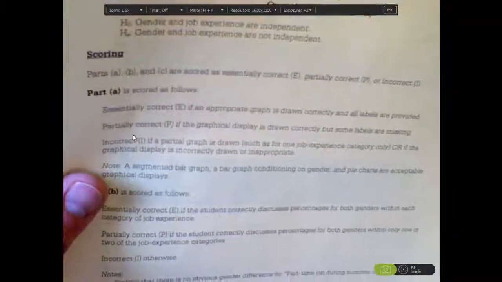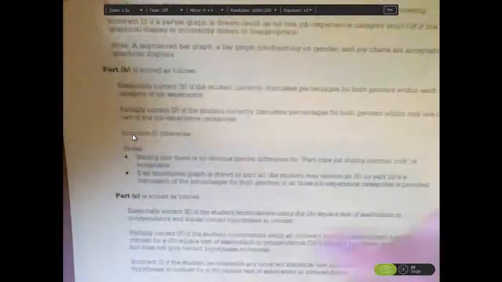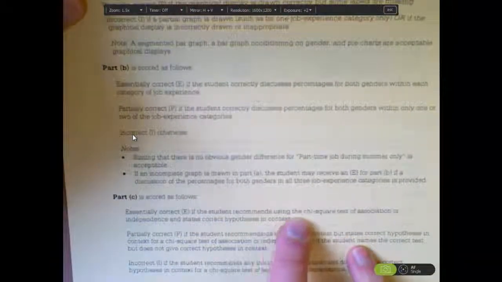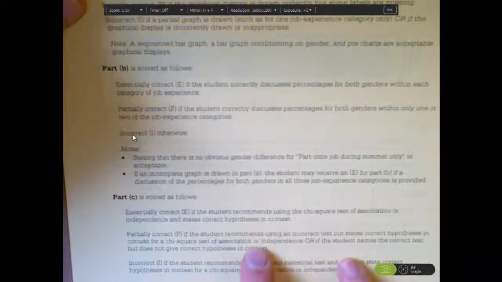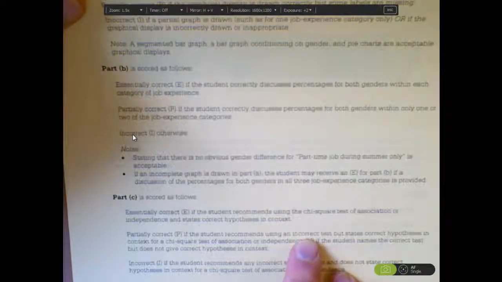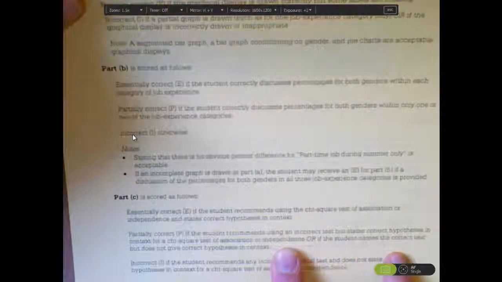Okay, going to part C, they want to know what kind of test you're going to want to do and write out the null and alternative. So it's essentially correct if you recommend using a chi-square test of association, or we call the test of independence, and then you put your null and alternative in context. Partially correct if you recommend using an incorrect test, but you have the correct hypotheses for a chi-square test of association or independence, or gives the correct name of the test, but does not give the correct hypotheses.